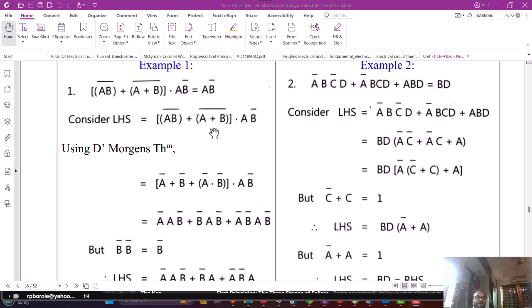The second De Morgan's theorem is applied here. The complement of an OR operation is the product of the complements. So, (A or B) bar here will be replaced by A bar and B bar, and the next term AB bar is as it is.